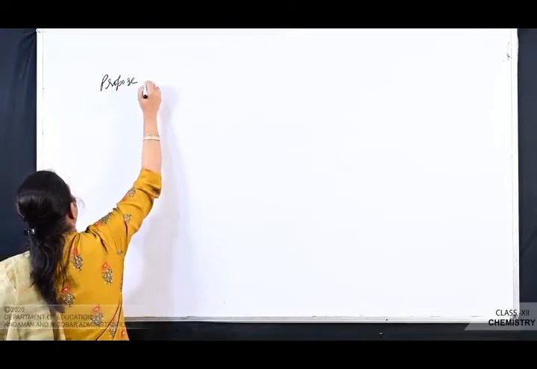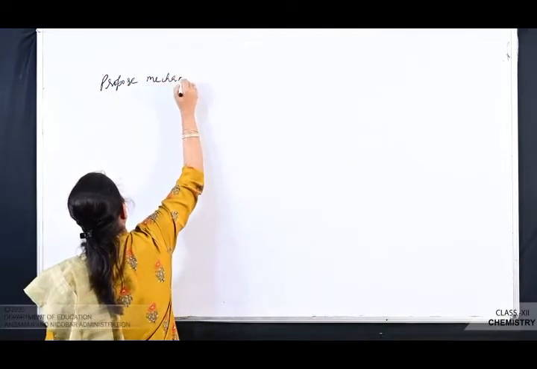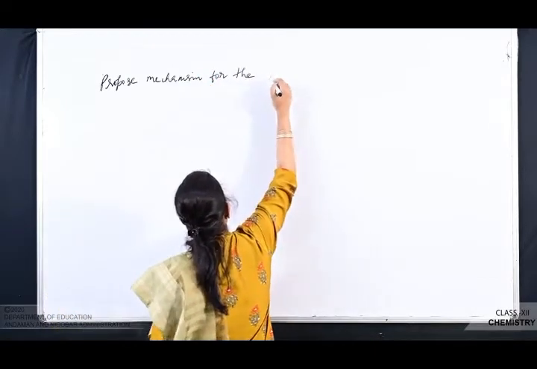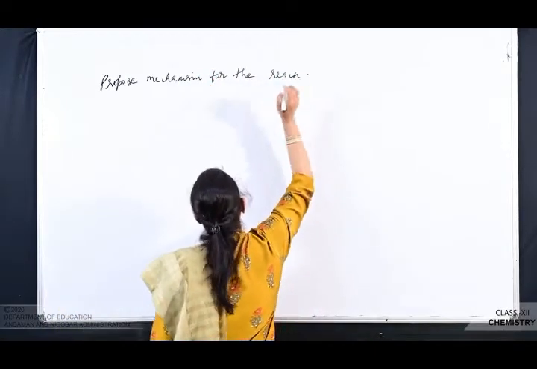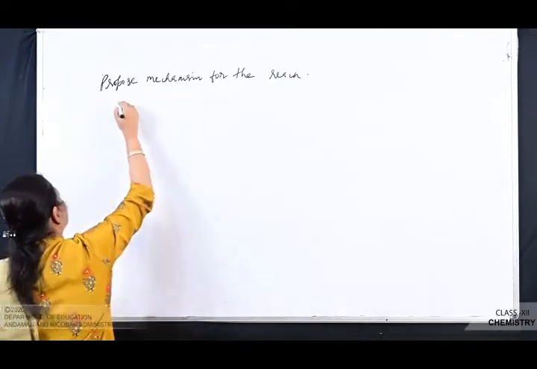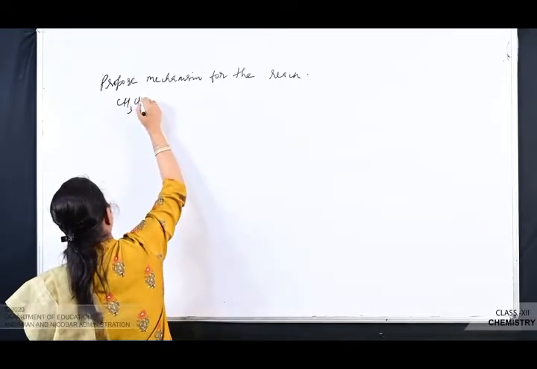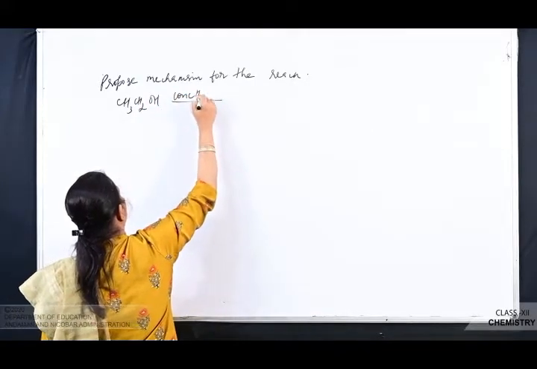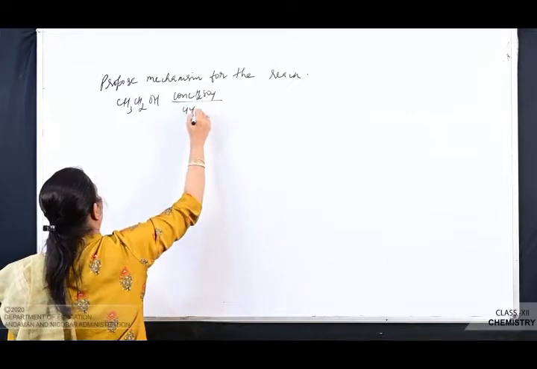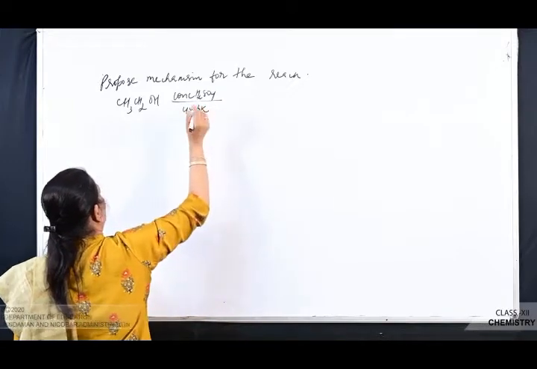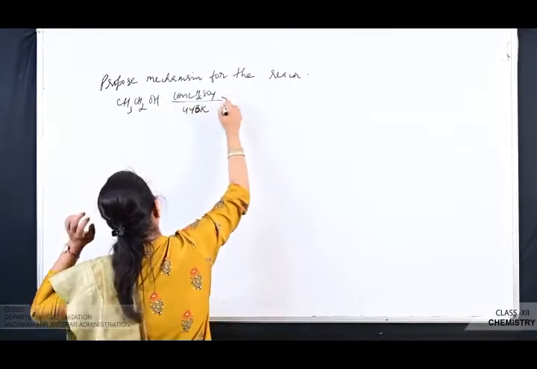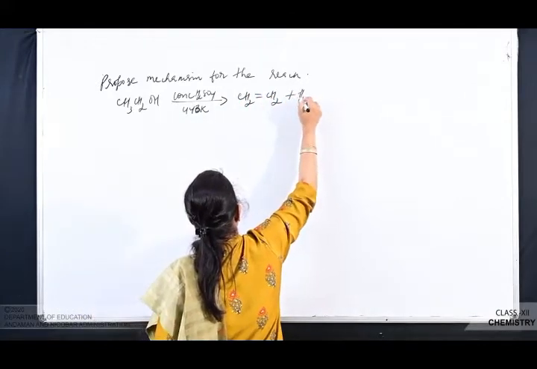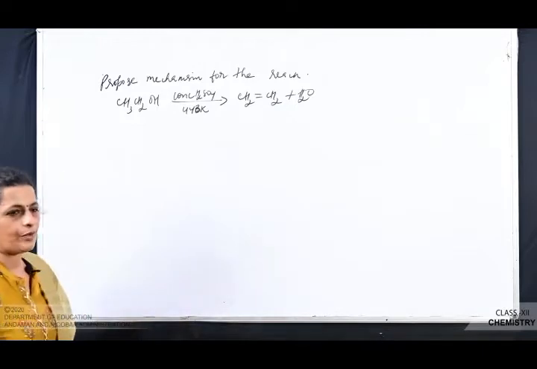Propose mechanism for the reaction CH3CH2OH, concentrated H2SO4, 443 Kelvin, gives CH2 double bond CH2 plus H2O. Okay, so for this you have to propose a mechanism.